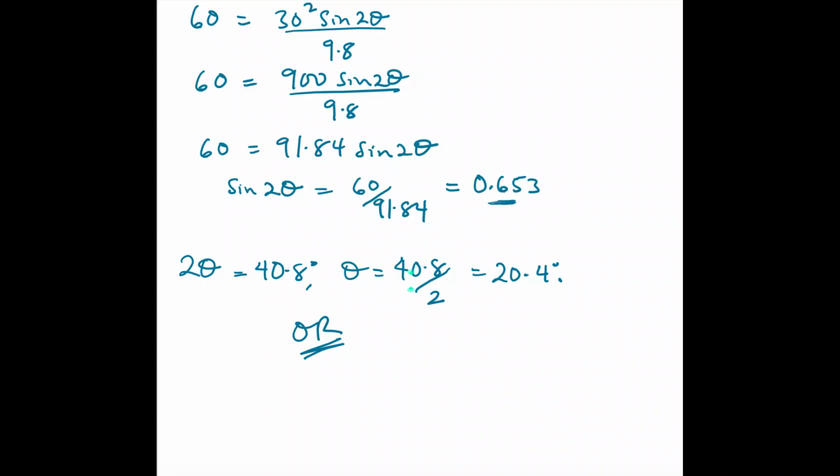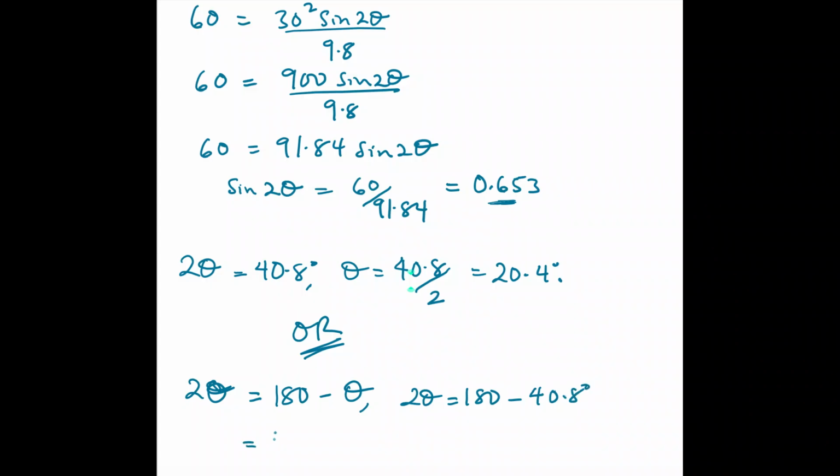Or we can do it this way. We can say that 2 theta is also the same thing as 180 minus theta. So in this case, 2 theta will equal 180 minus 40.8.